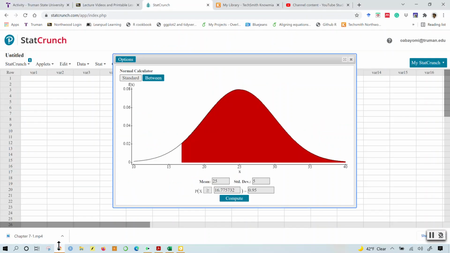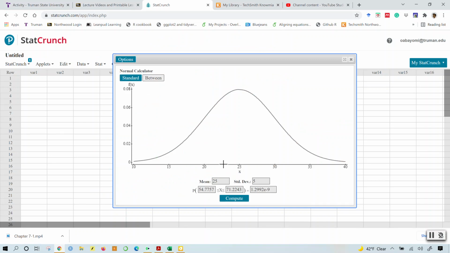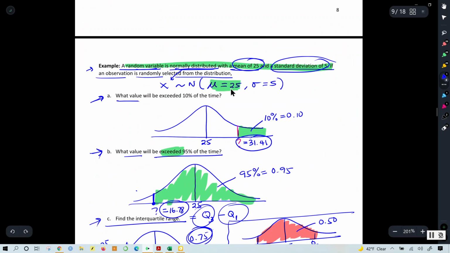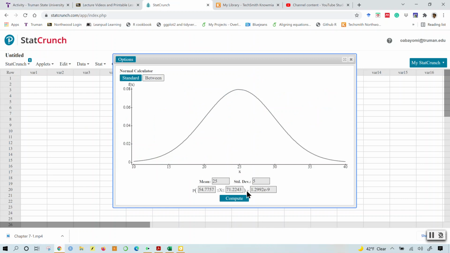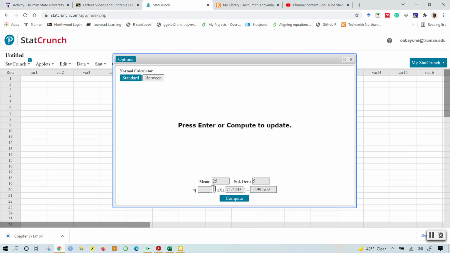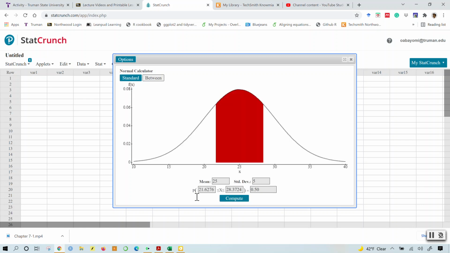So we go to StatCrunch, and I'm going to change this to between, and I want the right parameters. Do I have that already? Well, mean is 25 and the standard deviation is 5. So going back here into StatCrunch, I can delete this part, and I'm going to delete that part too. And I have 0.50 and compute. So I have 21.63 and 28.37. These are the values here in the first quartile and the third quartile.